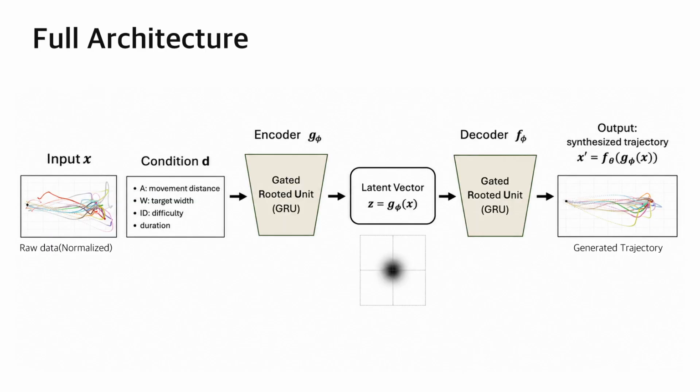So putting it together, the encoder compresses a real trajectory x and its condition d into the latent vector z. And the decoder reconstructs the trajectory x prime from z and the condition d. Here, the latent vector z captures the specific style of the participant, and the condition d determines the characteristics of the task.